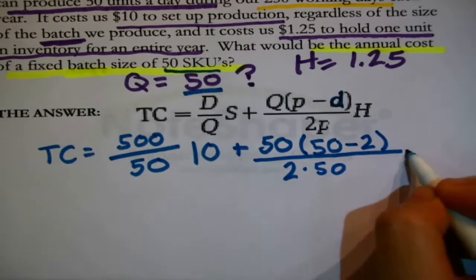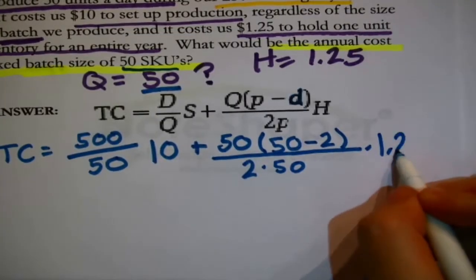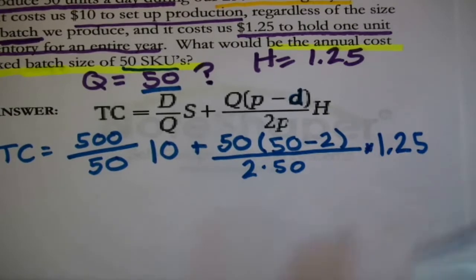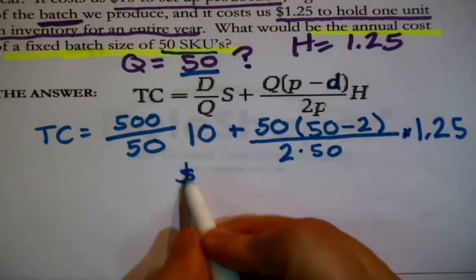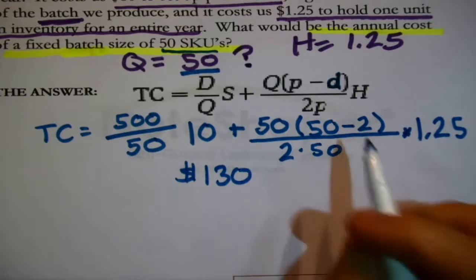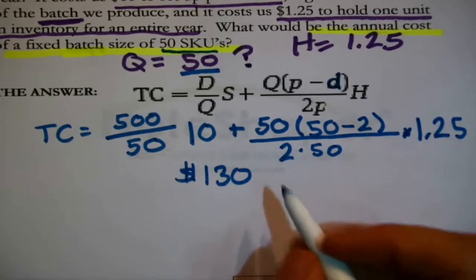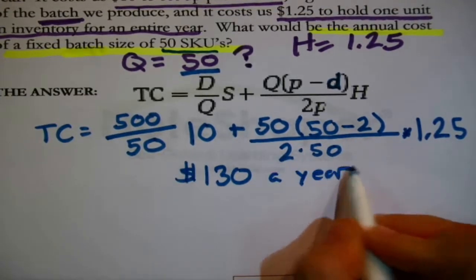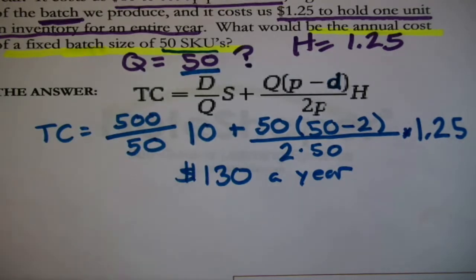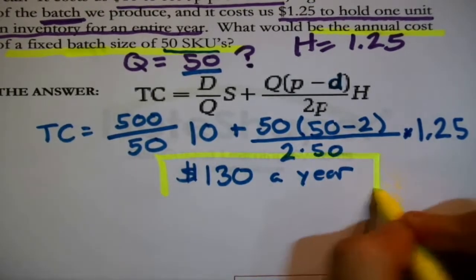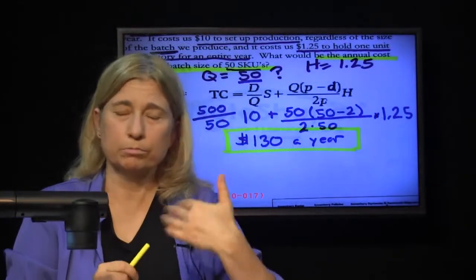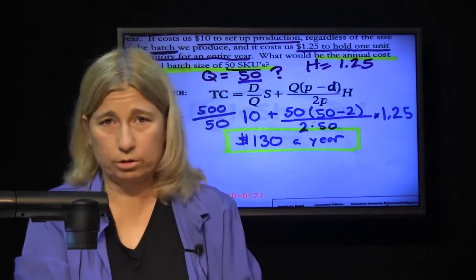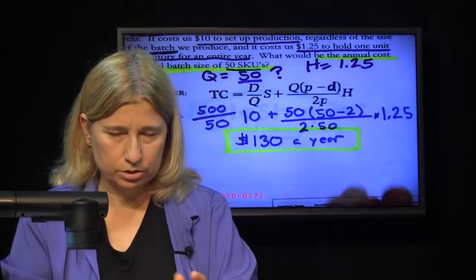And then all of this is times H, which is the $1.25. Okay, now my scratch work, I get that all of this amounts to $130. The whole thing works out to $130. Now, that's a year. That is total costs per year. So that is actually the answer to the question that was posed. And at this point, if that's all that we're curious about, we're finished. That is the answer to the question.